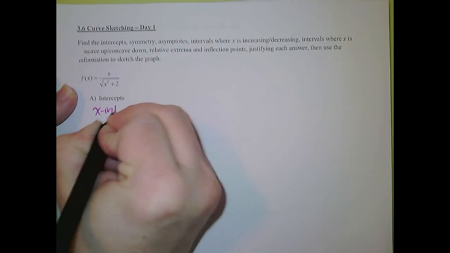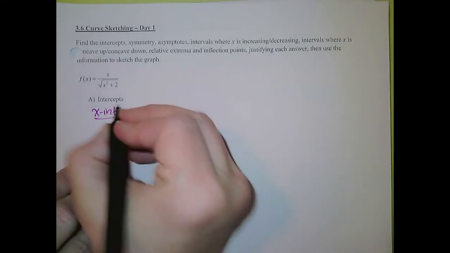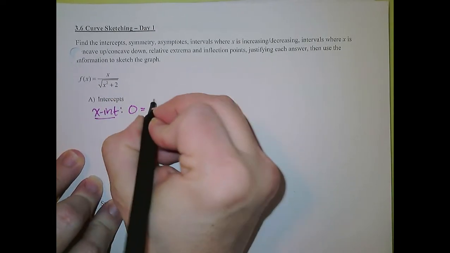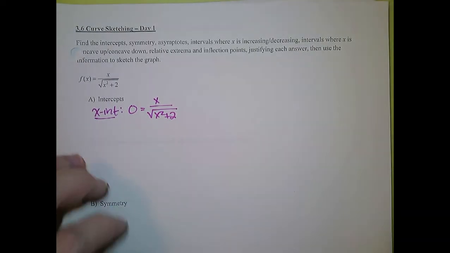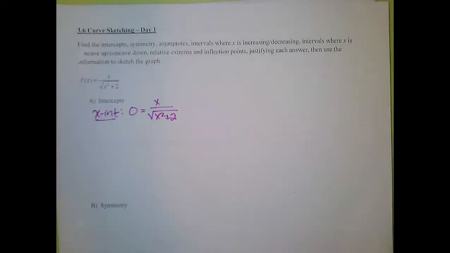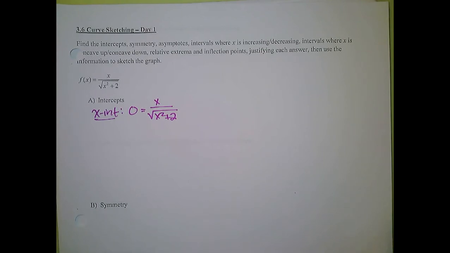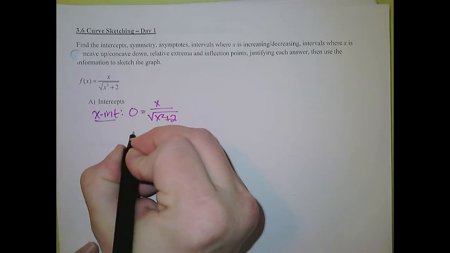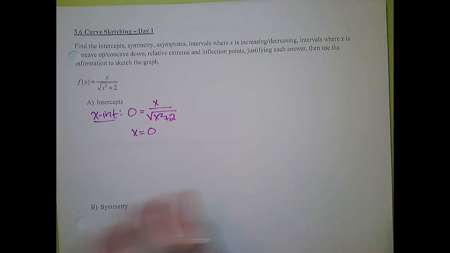And if you remember, the x-intercept is where our y value or our function value is equal to 0. So I want to know where is x divided by the square root of x squared plus 2 equal to 0. And we said before that the only way a function could be equal to 0 is if its numerator is equal to 0. So we have x equals 0. So our x-intercept happens at the point where x is equal to 0.